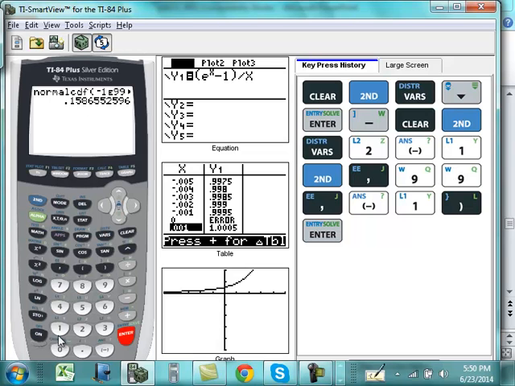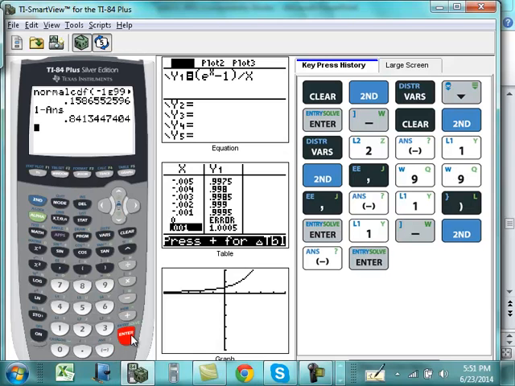And then if we want to do 1 minus that answer, there you go. So you get 0.8413. So that's how you could calculate that probability. Or if you want to go from -1 to positive infinity, that will still give you the same thing.